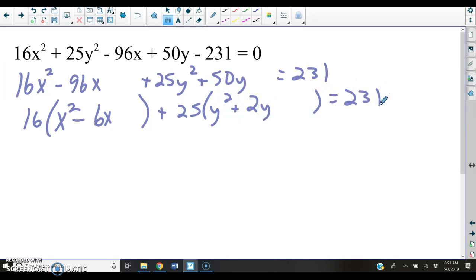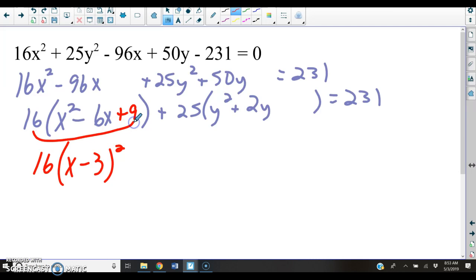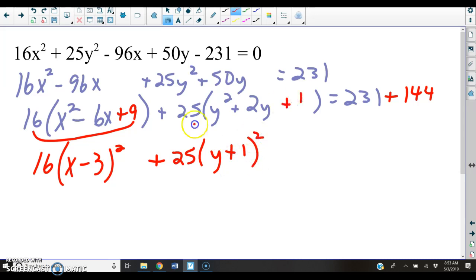Okay, so when I complete the square, this will be x minus 3 squared, so I add 9, but I'm not adding 9, I'm adding 16 times 9, so I have to add 144. And with the 25, that's going to be y plus 1 squared, so I'm adding 1, but I'm really adding 25. So when we do that, it's going to be 400, I think. You could tell me if I'm wrong.